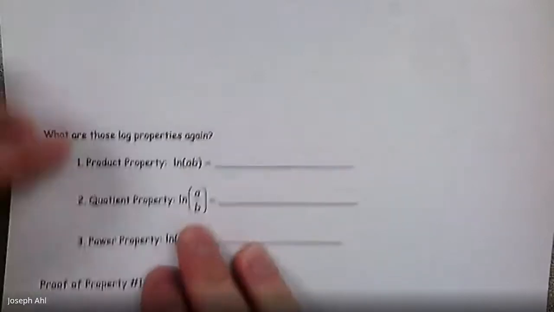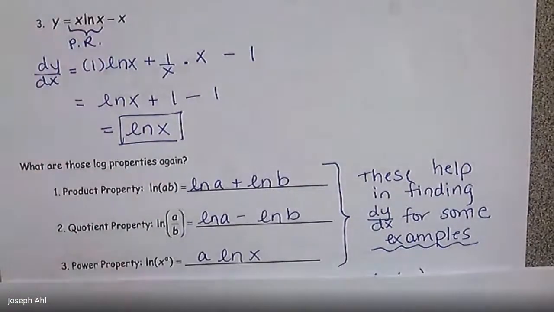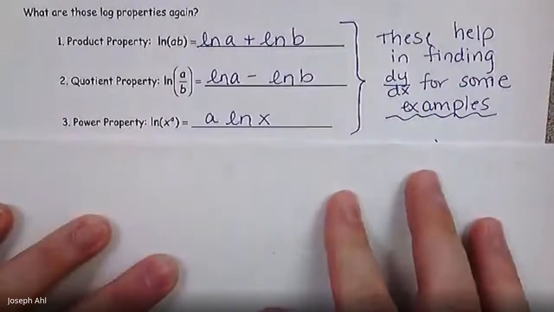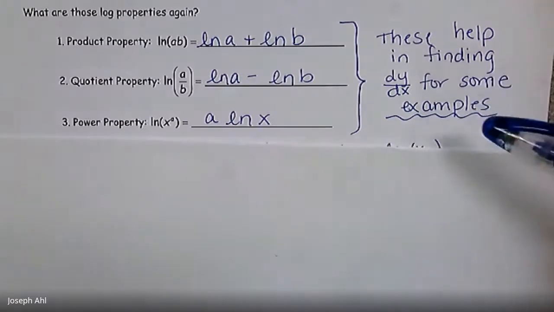So as a reminder, we have the following. The product property here is ln A plus ln B. Multiplication expands to addition, division, we know expands to subtraction. And for power property, we can bring the power out front. And like I was just mentioning, these properties, I promise, will help in finding dy dx really for some more complicated looking examples. It's going to greatly help us to use that rule.